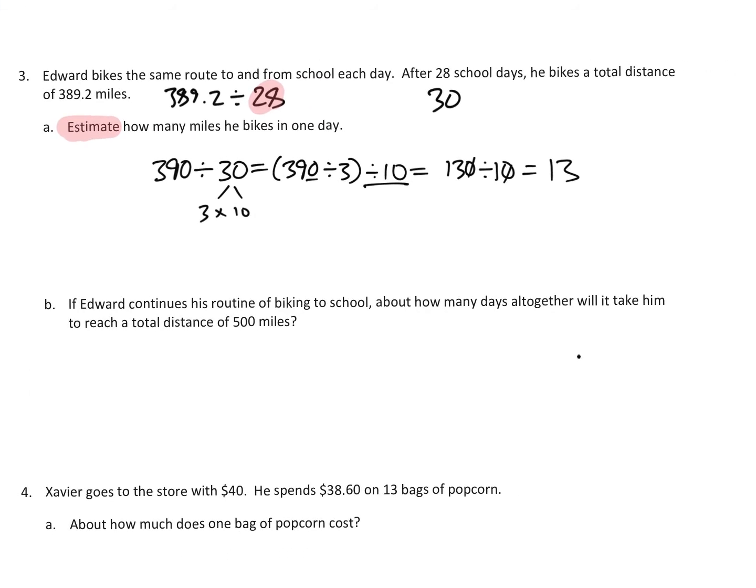Right? So my answer is going to be something like Edward bikes about 13 miles a day. We're going to say about because it's an estimation, right? It's not exact, so we use the word about.